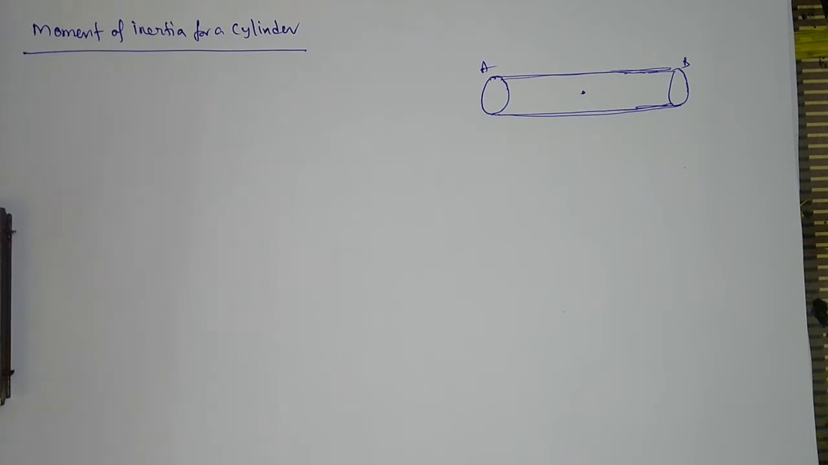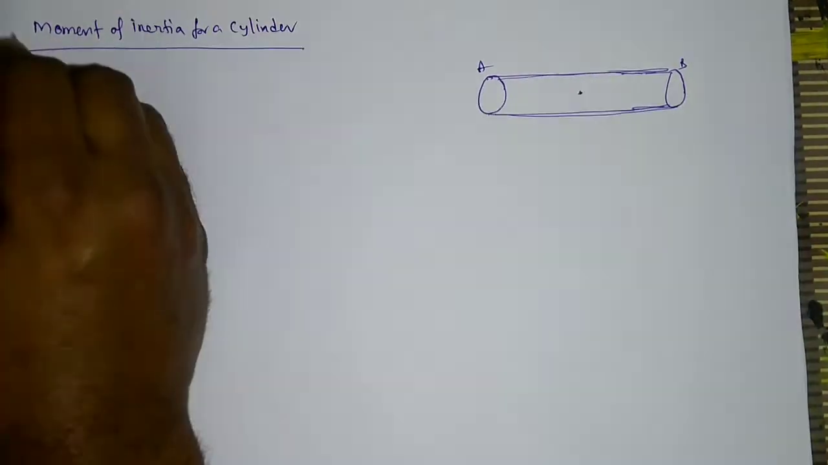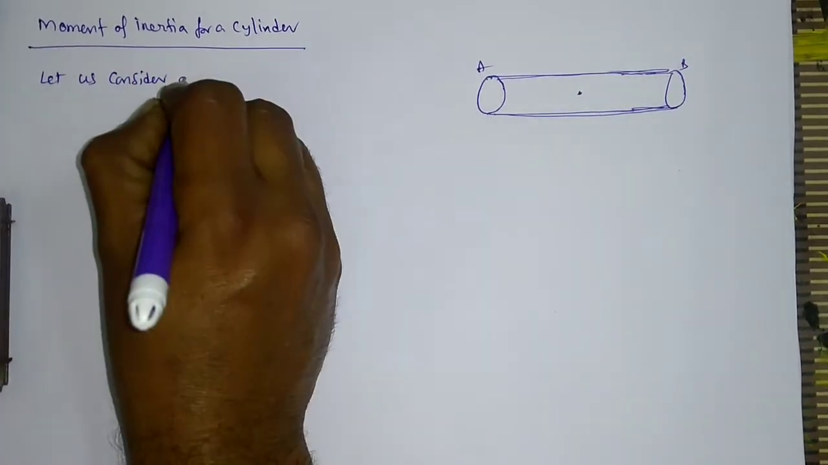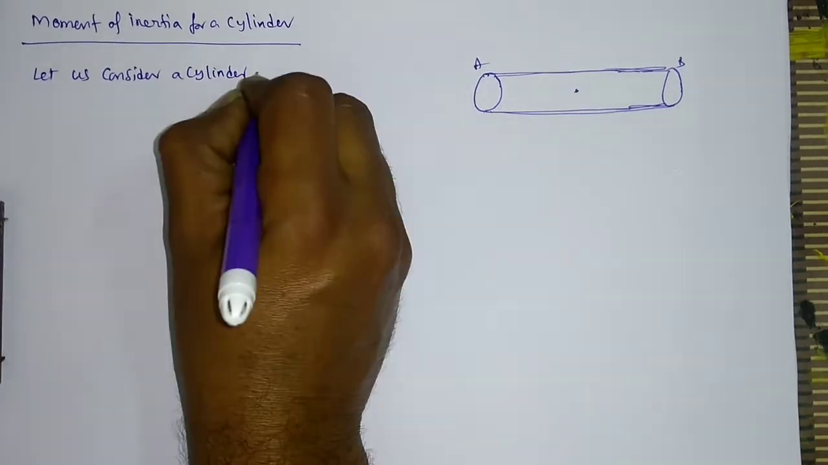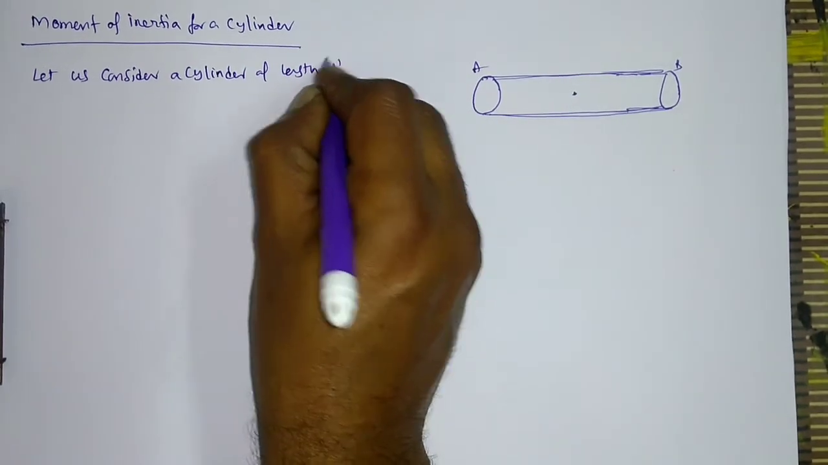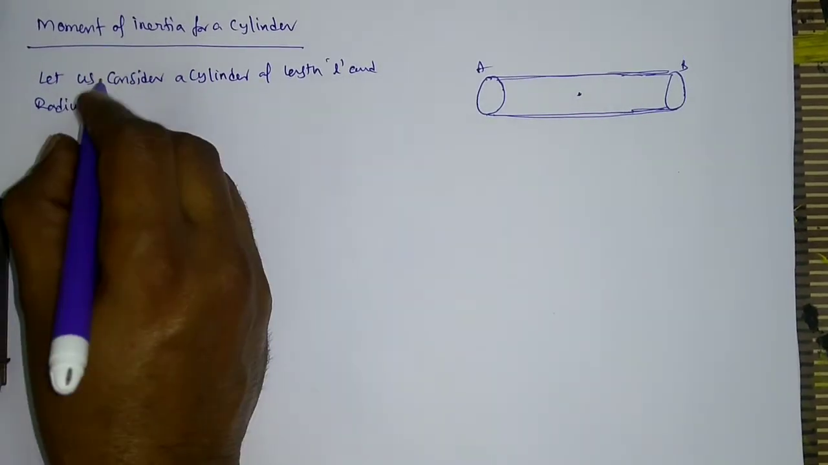So, continuing, the moment of inertia of a cylinder. This is similar to a thin rod, but in a thin rod you neglect the breadth, whereas here the breadth should be present, because it is a cylinder. Here this is a cylinder named AB. Let us consider a cylinder of length L and radius r.